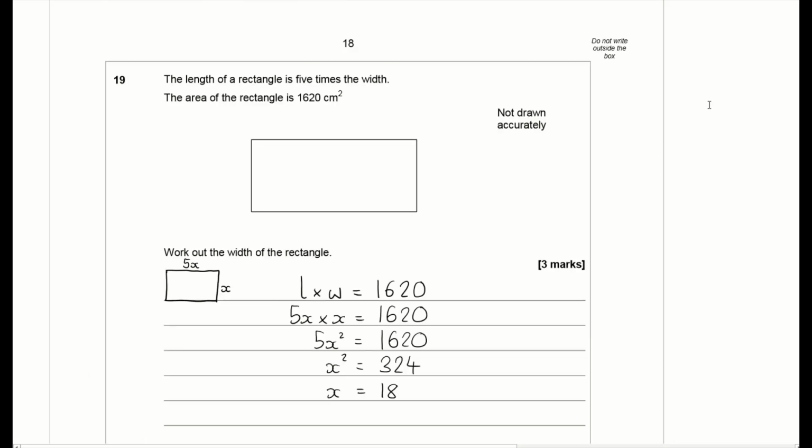Question 19. The length of a rectangle is 5 times the width. The area of the rectangle is 1620 centimeters squared. Work out the width of the rectangle. Now this first sentence here, 5 times the width, is actually a ratio description. So you could actually say that the length to width ratio was 5 to 1.